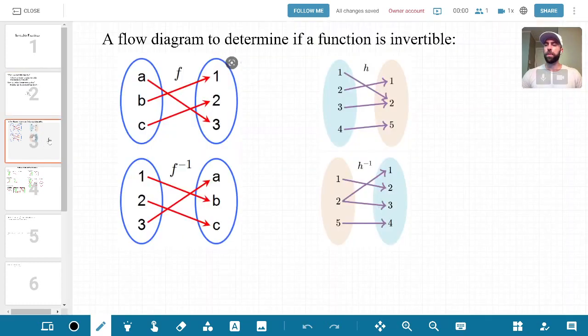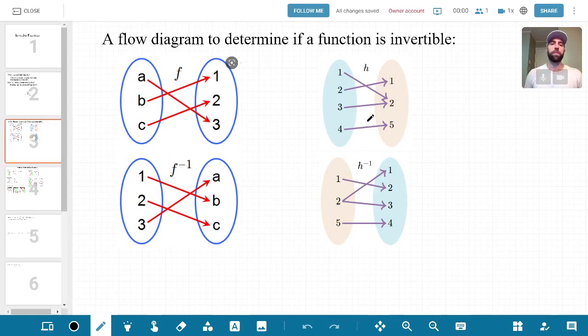Here's one way to evaluate it with a flow diagram. If you have variables a, b, and c for the inputs, they go to different outputs, 1, 2, and 3. You notice that each input goes to a unique output. Then that means for the inverse of it, each output, which is now the input, goes to one unique output.